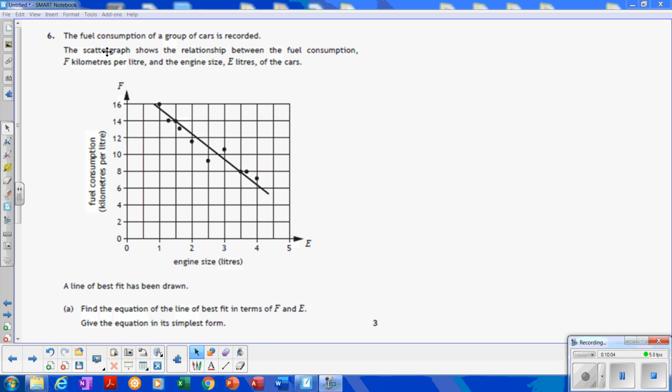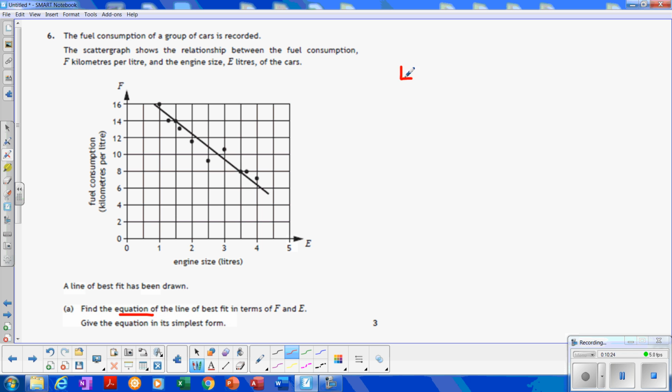It says the fuel consumption of a group of cars is recorded. The scatter graph shows the relationship between the fuel consumption, F kilometres per litre, and the engine size, E litres, of the cars. A line of best fit has been drawn. Find the equation of the line of best fit.